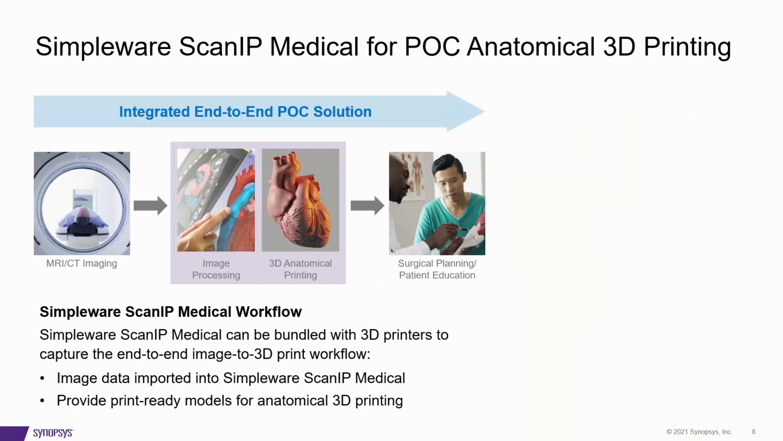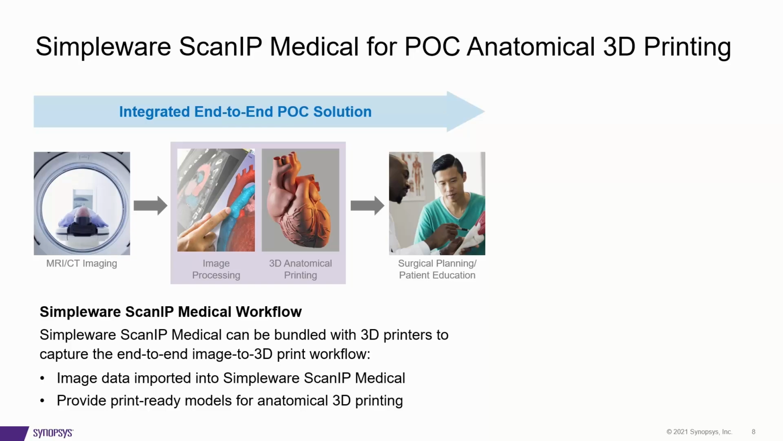So bringing it back to Simpleware Biomedical for POC anatomical 3D printing, the idea here is to have an integrated end-to-end POC solution. You have your MRI or CT imaging, you bring that into a platform to do the image processing, generate your model, and then send it off to a 3D printer for the anatomical printing. From there you can do your surgical planning, patient education, etc. The Simpleware Biomedical workflow can be bundled in with 3D printers, so you can capture the end-to-end image to 3D printing workflow within your organization.